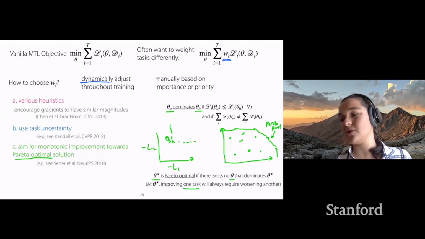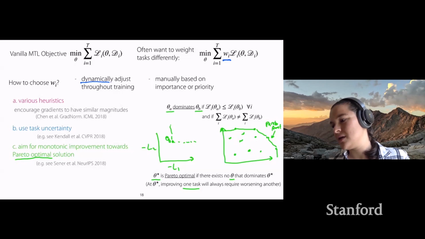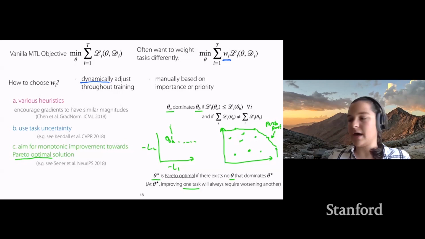And so reaching a Pareto optimal solution is usually something that's good, because it means that you've at least gotten to be optimal for one task, and with regard to that optimum, all the other tasks are at a local maximum as well.